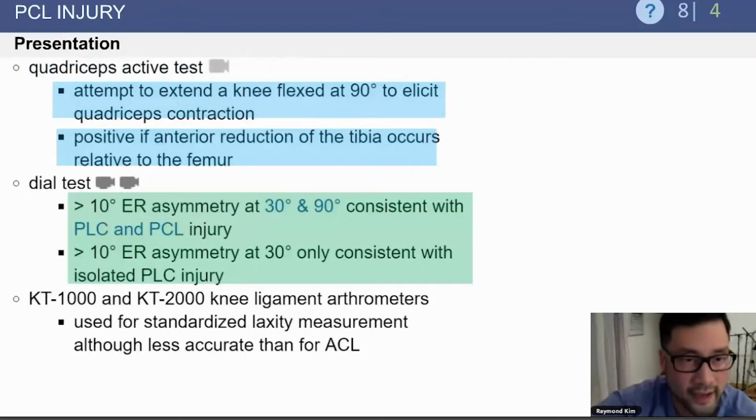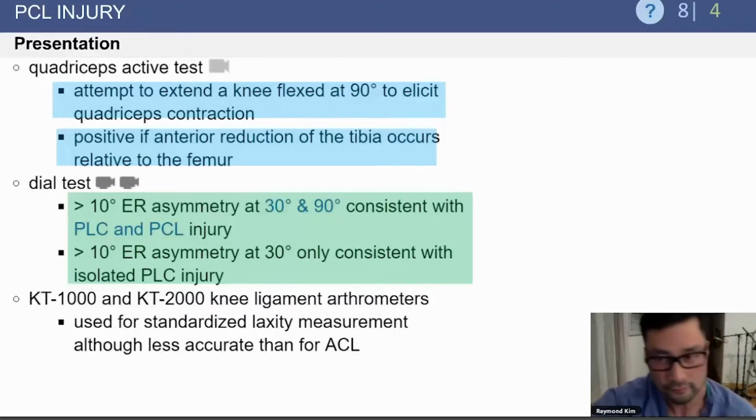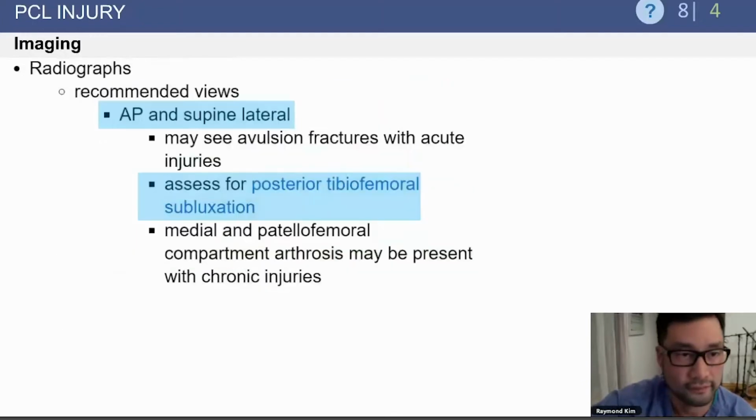There's also the quad activation test, where you attempt to extend the knee, flex 90 degrees to elicit quadriceps contraction, and it's positive if there's anterior reduction of the tibia relative to the femur. The dial test is a test that's commonly asked on the boards. If there's greater than 10 degrees of external rotation asymmetry at both 30 degrees and 90 degrees, this is consistent with the posterior corner and PCL injury. If it's greater than 10 degrees of external rotation asymmetry at 30 degrees only, this is consistent with an isolated posterior corner injury. So this is worth knowing for the test.